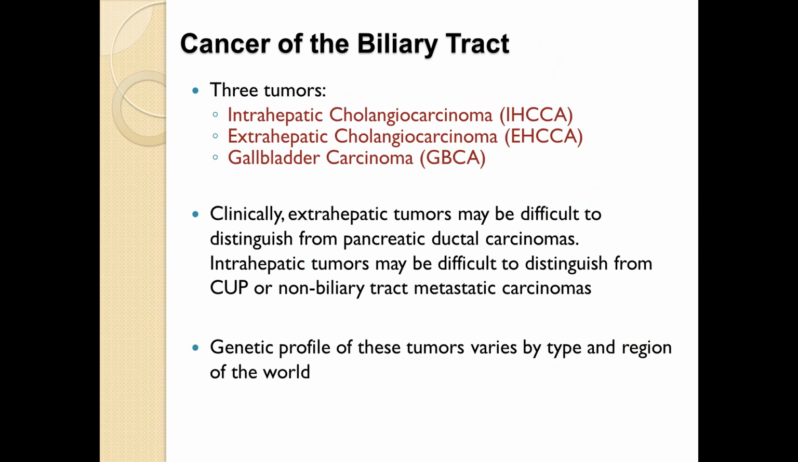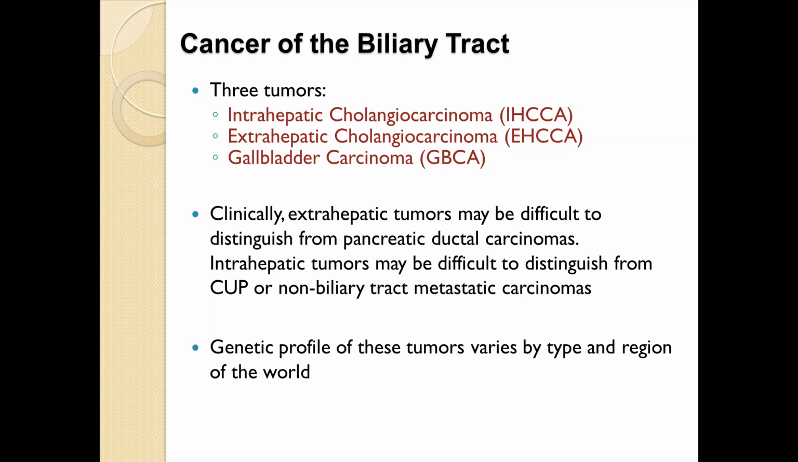So when we talk of cancers of the bile duct, we have to realize there are three different cancers. There's intrahepatic cholangiocarcinoma, or bile duct cancer that occurs in the liver; extrahepatic cholangiocarcinoma, that is cancer in the bile ducts that occurs outside the liver; and then gallbladder cancer, which is almost a completely different cancer, but also a cancer of the biliary system. These are three different cancers that often have a very distinct genetic profile.